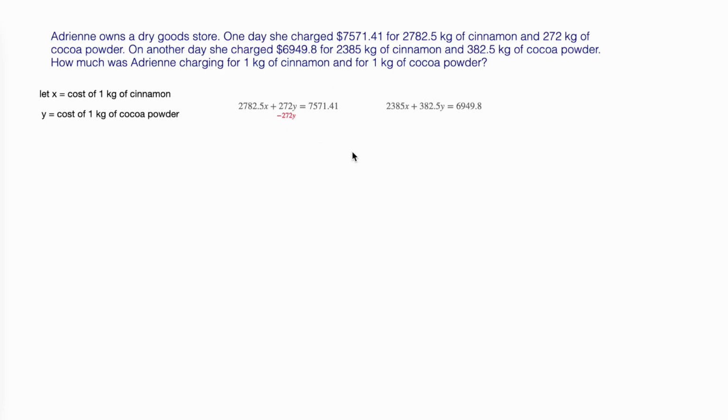I decided to isolate the X here, so I subtracted 272Y from both sides, and that gave me 2,782.5X is equal to 7,571.41, take away 272Y. Then I divided terms by 2,782.5. We ended up getting X is equal to 2.7210, and it goes on forever. Keep that number in your calculator or in your device or in a spreadsheet. Then we have negative 272Y, and when I divide that, that gives me 0.0977, and it goes on forever. Keep that number in your device as well. That's why a spreadsheet is a little bit easier to use. This is our X value. I'm going to plug that into my other equation.